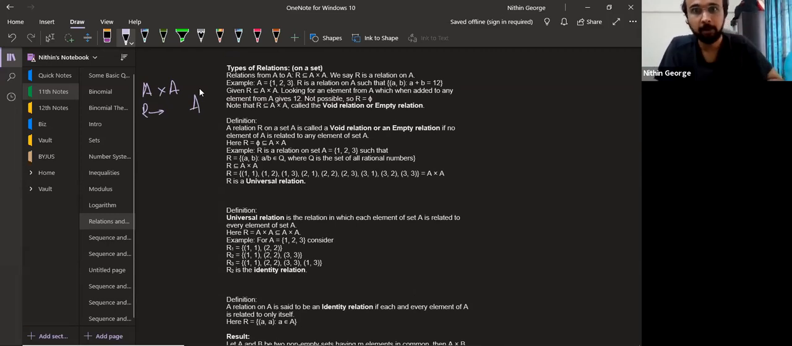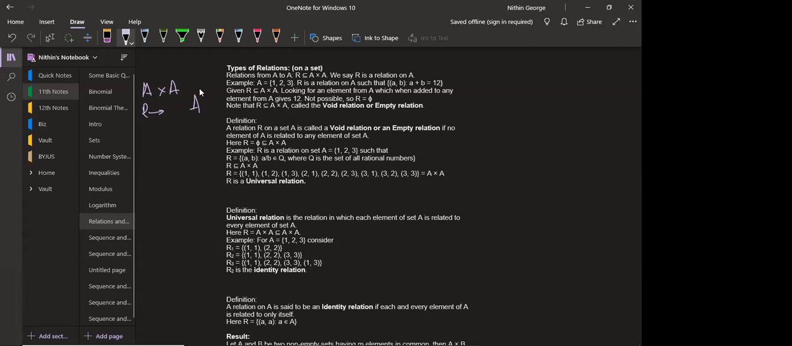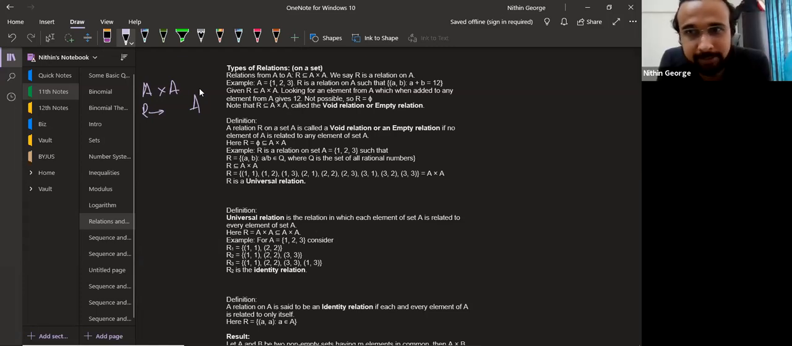Now, A is a set 1, 2, 3. R is a relation such that A plus B is equal to 12. What is the relation you can draw? Null set. Nothing here. Nothing you can draw. If you take A as 3, B has to be what? B has to be 9 for it to be 12. But is B inside the set A?